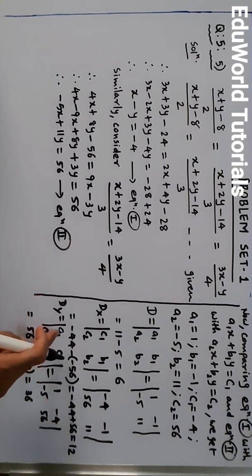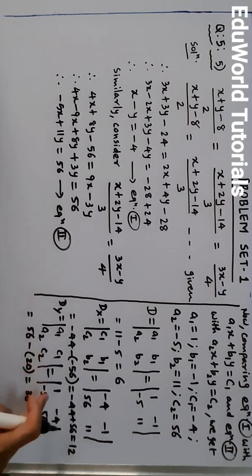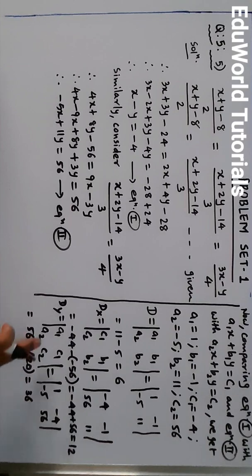Dy is consisting of a1, a2, c1, c2 columns. 1, −5, −4, 56 are corresponding values. And on cross multiplying, 56 ones are 56, minus 5 fours are 20, positive 20 because both are negative. 56 minus 20 is 36. I get the three values of D, Dx and Dy.